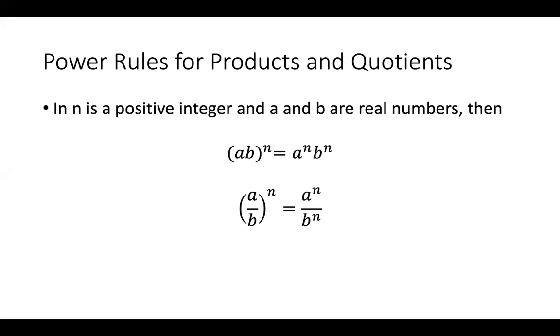And then the nth power of a over b is equal to a to the n over b to the n. So when you take the nth power of a product or a quotient, you can just raise each part of the product or quotient to the power n.